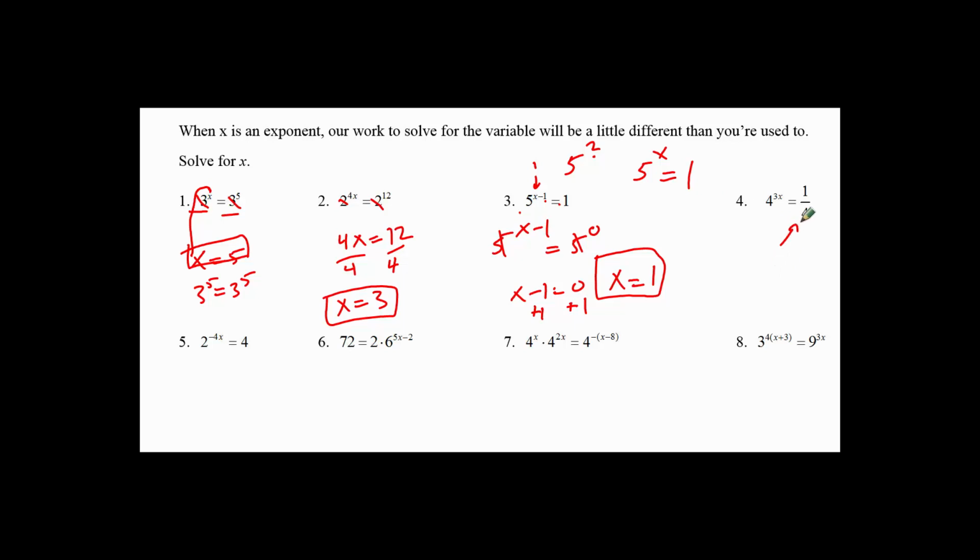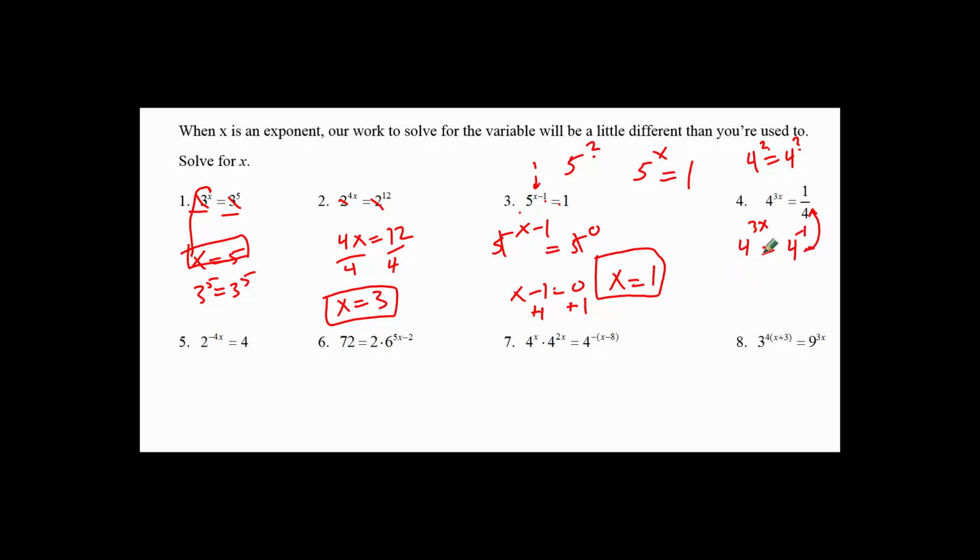Alright, next one. So how do I make this 4 to something equals 4 to something, right? The left side is already 4 to the 3x. Now over here, I need to make this 4 to a power. But this 4 is at the bottom. So if I bring it up to the top, it becomes a negative 1 exponent. So 4 to the first on the bottom becomes 4 to the negative 1 on top. Now I know we don't usually like that. Actually, if we have our answer this way, we usually like to write it like 1 over 4.